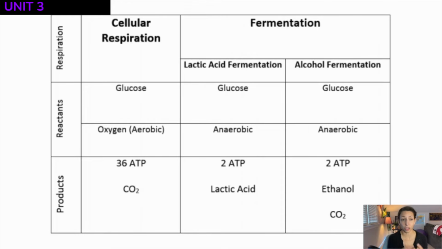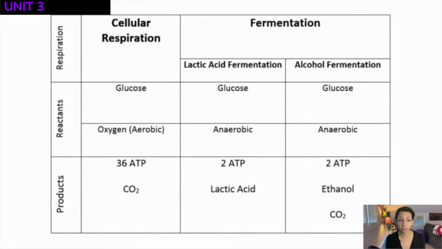Now let's take a look at this chart comparing the products and what goes in and what goes out of each of these. So within cellular respiration, remember we need glucose and oxygen. That's what makes it an aerobic process. Aerobic process, not anaerobic. And then the products are 36 ATP molecules and carbon dioxide.